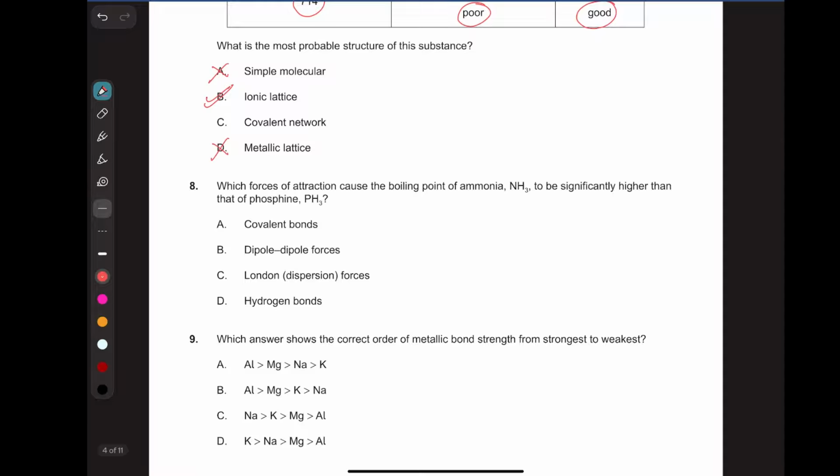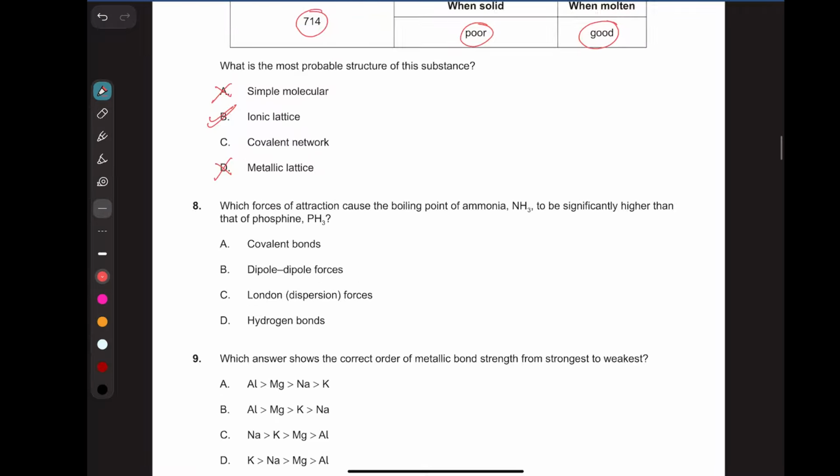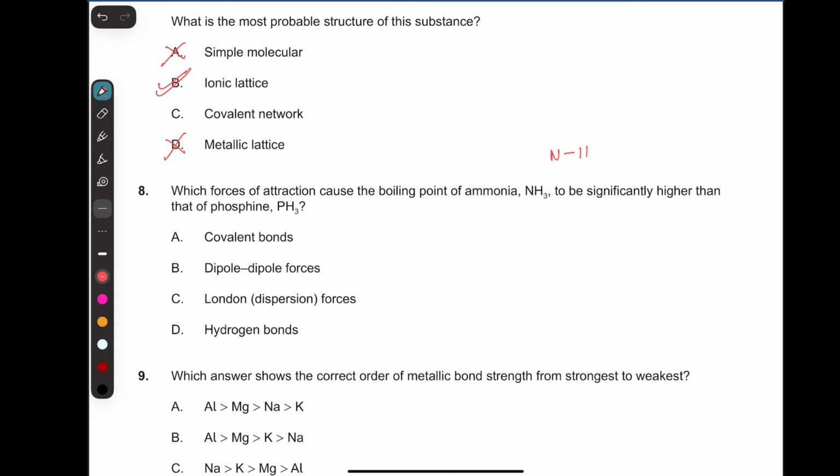Which forces of attraction causes boiling point of ammonia to be significantly higher than that of phosphine? Ammonia is NH3. In NH3, this hydrogen is directly attracted to nitrogen. So this hydrogen can show hydrogen bonding. And as you have lone pair on nitrogen, this is obviously a polar molecule. So the forces of attraction will be hydrogen bonding. Along with hydrogen bonding, as it's polar, you'll have dipole-dipole interaction. And also you'll have London forces.